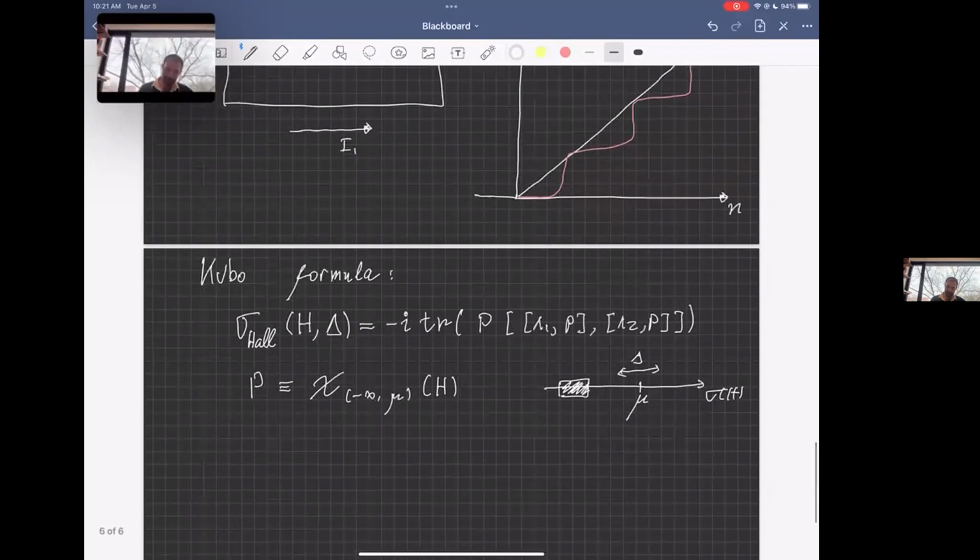Okay, and what are these lambda1 and lambda2? So you have a two-dimensional space, and it has 1 and 2 axes. So lambda1 projects onto this right-hand side of space, and lambda2 projects onto the upper half of space. So this is lambda1, and this is lambda2.